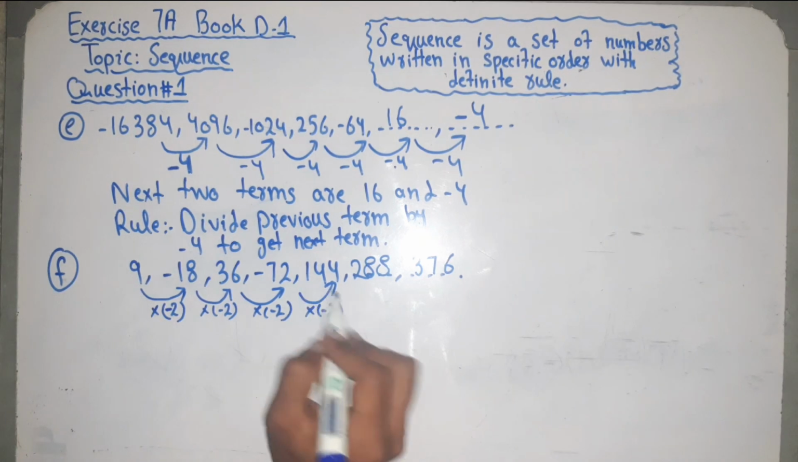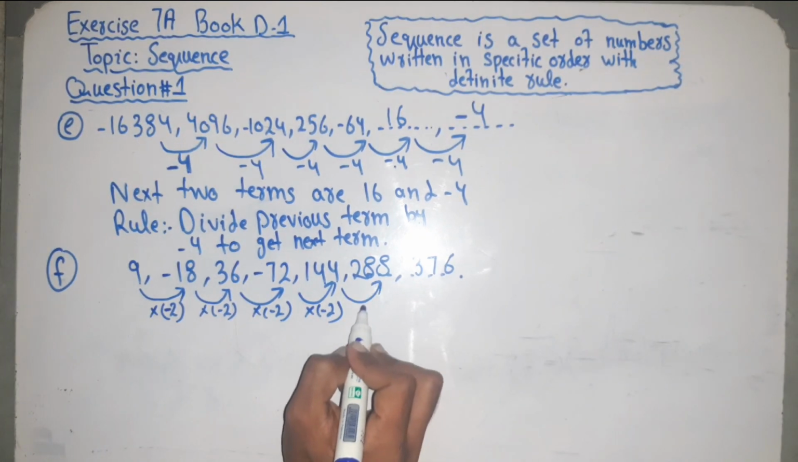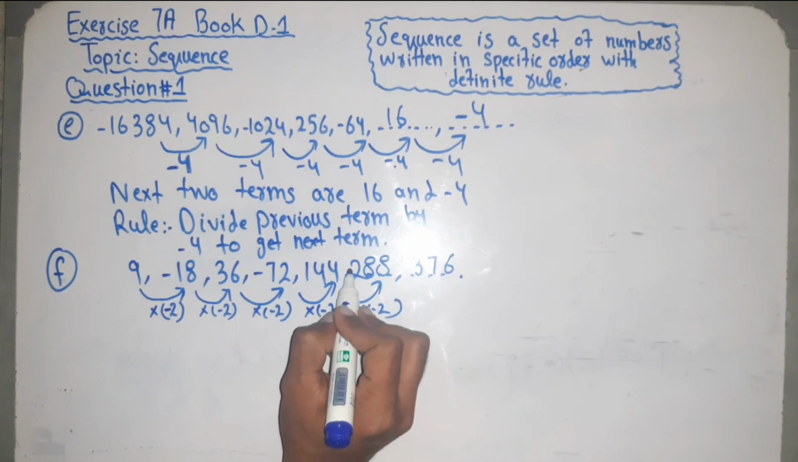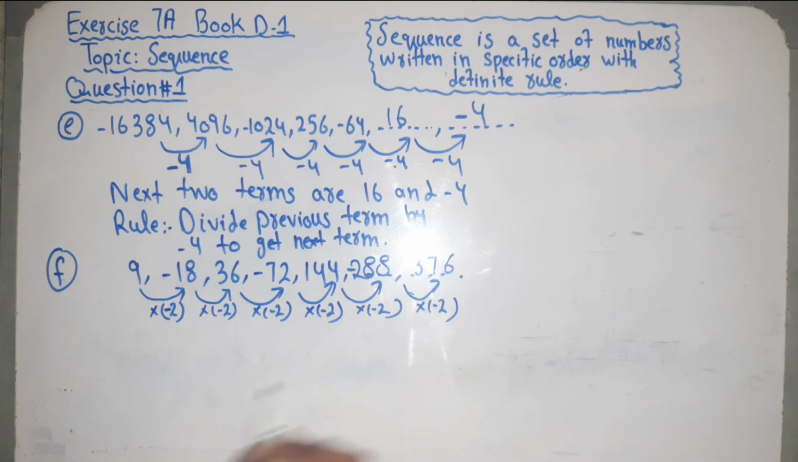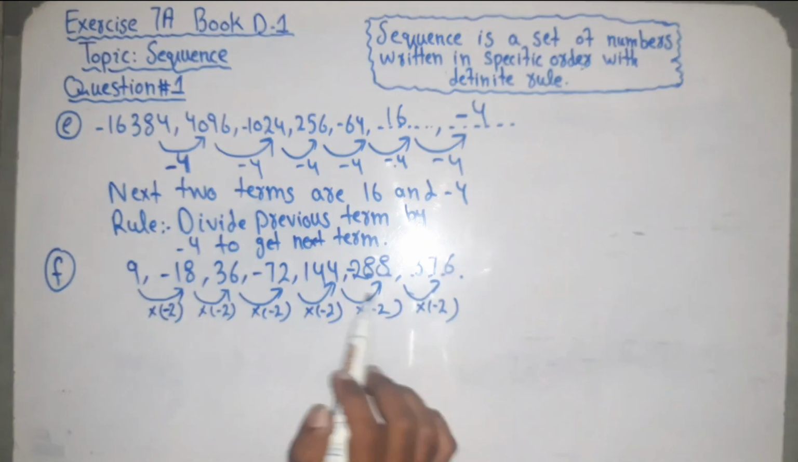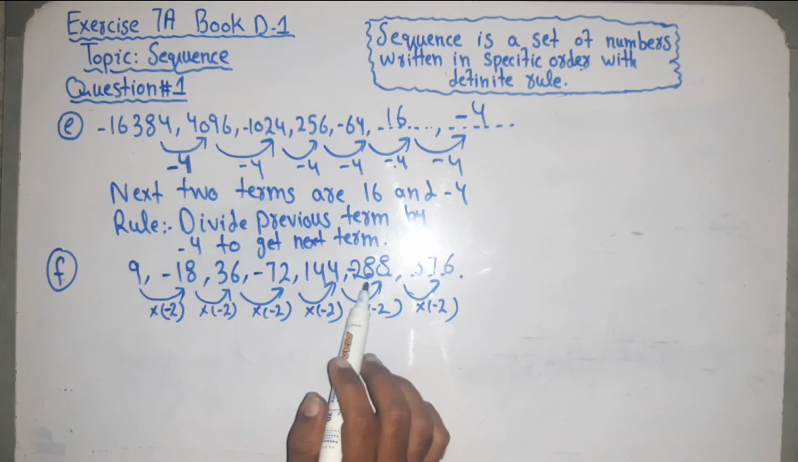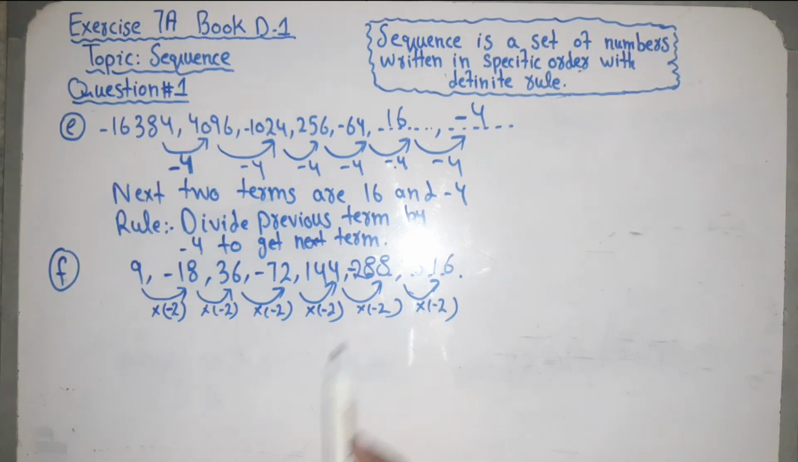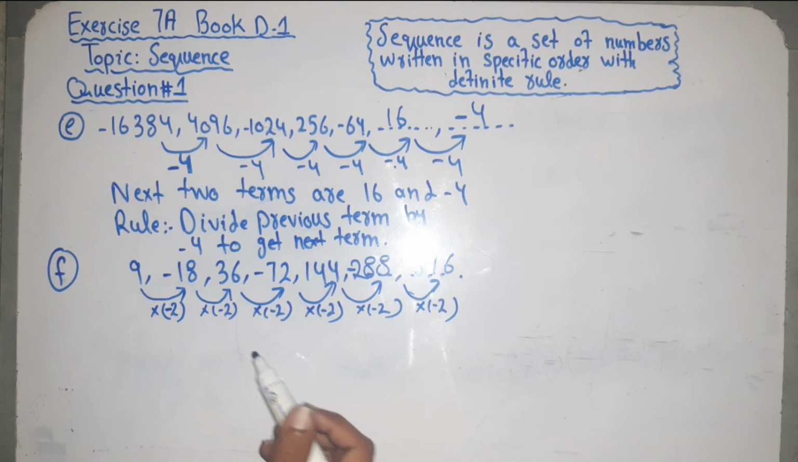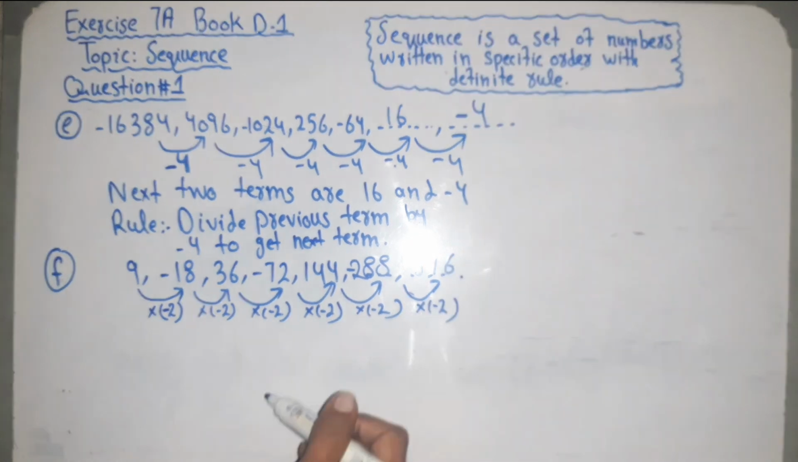Okay, so we have a positive number here. If a positive number is multiplied with a negative number, we will get a negative answer, and then we'll get a positive answer. So the next two terms are -288 and 576, and the rule for this sequence is multiply previous term with -2 to get next term.